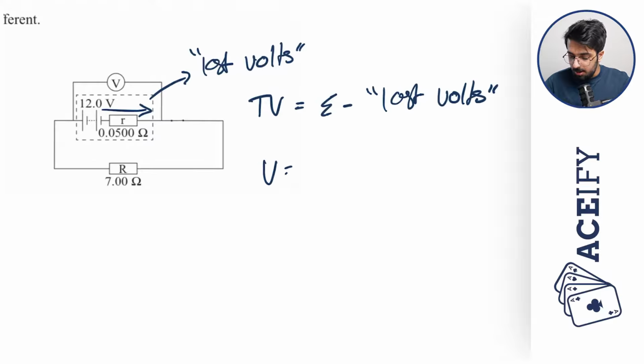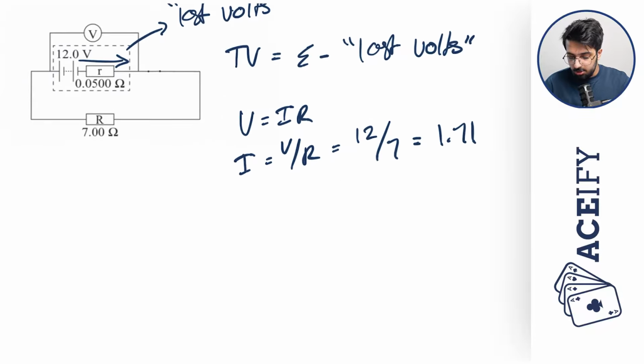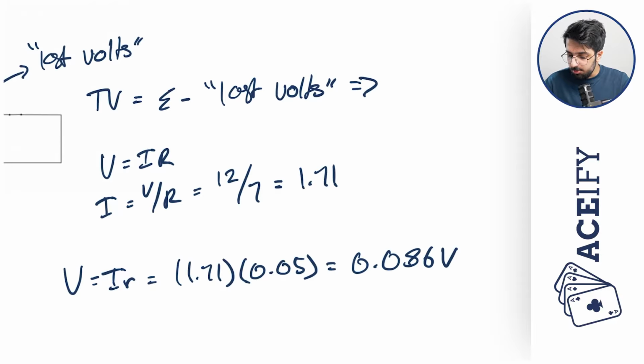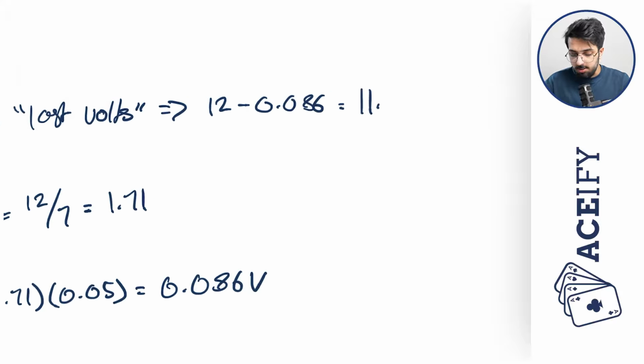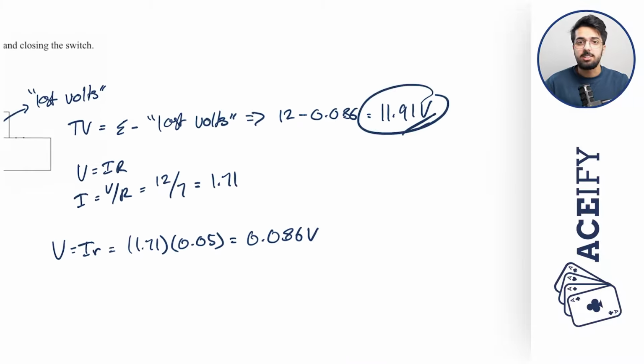So we know that V is equal to IR, and so therefore I is equal to V over R. We have our voltage of 12 volts divided by our resistance of 7 ohms, and this gives a current of 1.71 amps. And so the voltage drop due to our internal resistance is V equals I little r, which is 1.71 multiplied by 0.05, and that is equal to 0.086 volts. And so our terminal voltage is equal to 12 minus 0.086, which is equal to 11.91 volts. There we go. And so you can see that this is less than 12 volts.